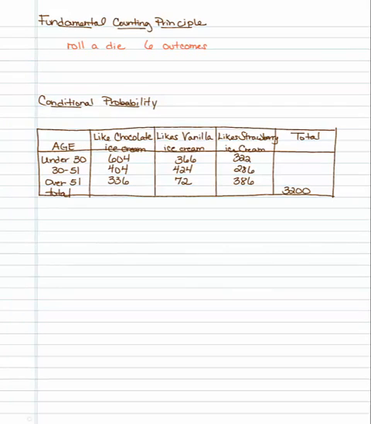And in the last example, we flipped a coin. How many different possibilities are there? How many different outcomes are there? When you flip a coin, you can either get a heads or a tails. So there's 2 different outcomes.